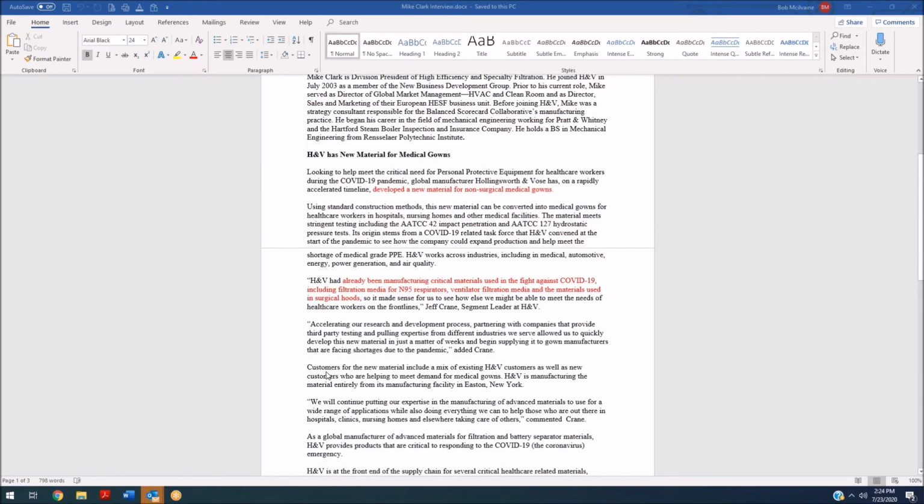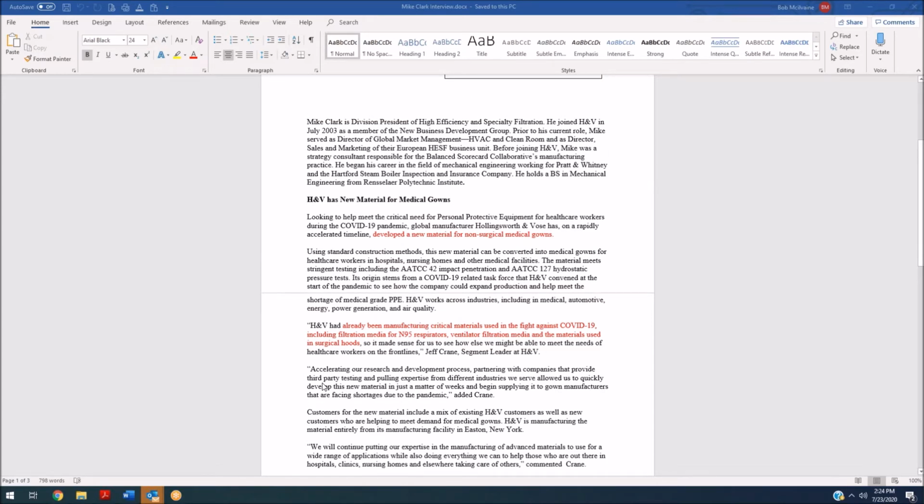A lot of interesting thoughts here. Again, I'd like to go back to kind of an overview. You've got a new material for non-surgical gowns. You're supplying the filter media for the respirators, ventilators, surgical hoods. And so to what extent are some of the same filter media being used in a number of these applications and are likely to be in short supply?